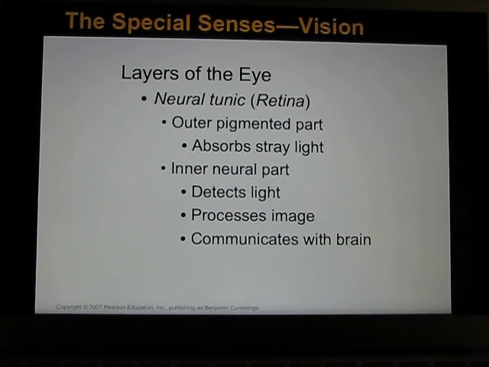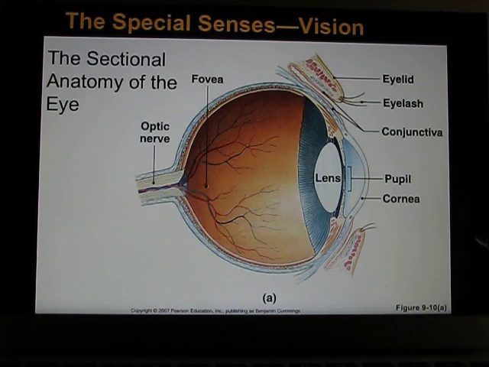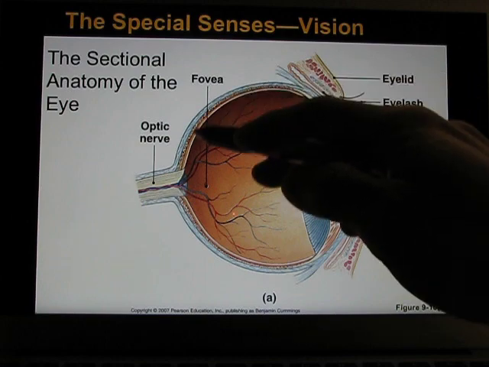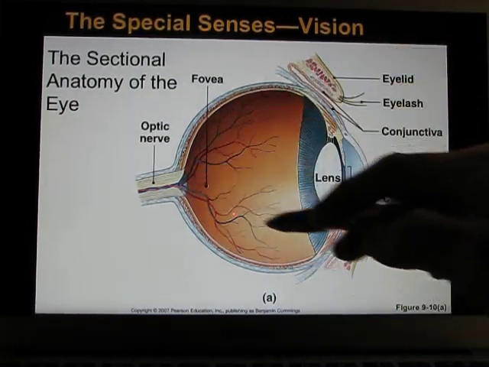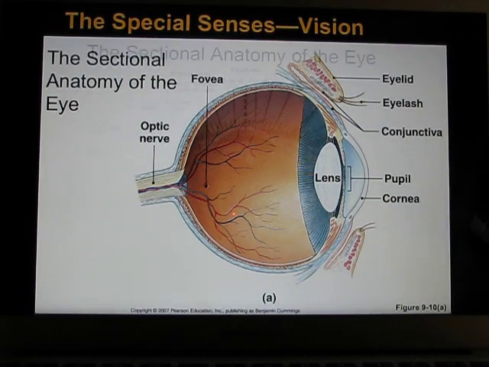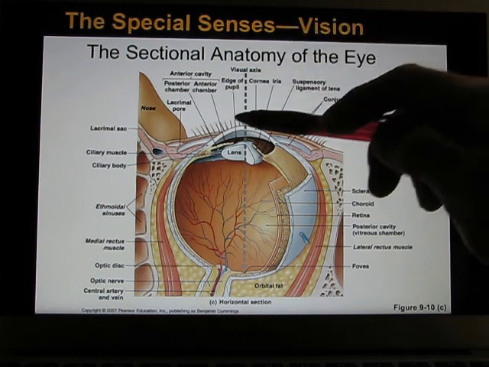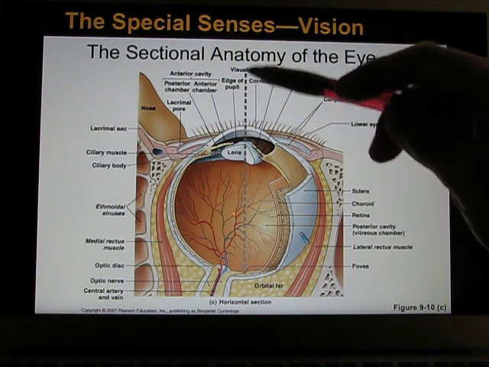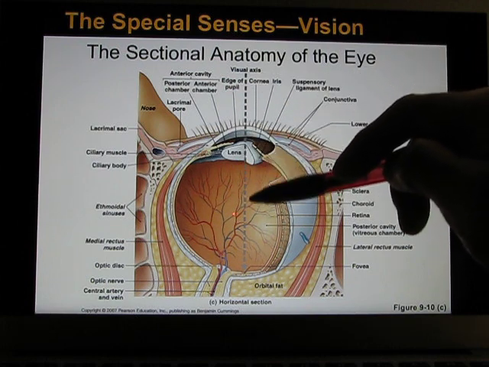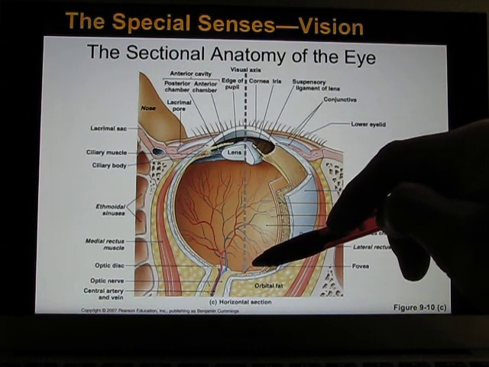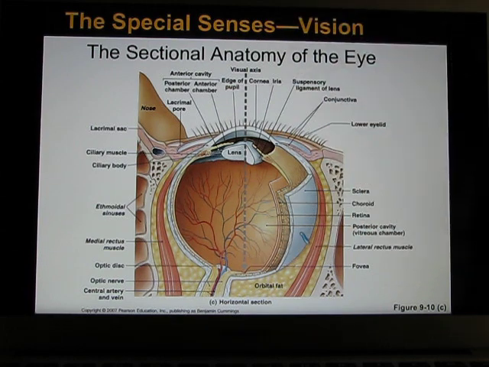The inner layer of the eye is called the neural tunic, also called the retina. That's the most important structure of the eye. It transfers the light into neuronal signals. When the light moves in from the outside, it goes through the cornea, the transparent part, then through the lens, and then reaches this part called the fovea. That's the one that gives you the sharpest vision.